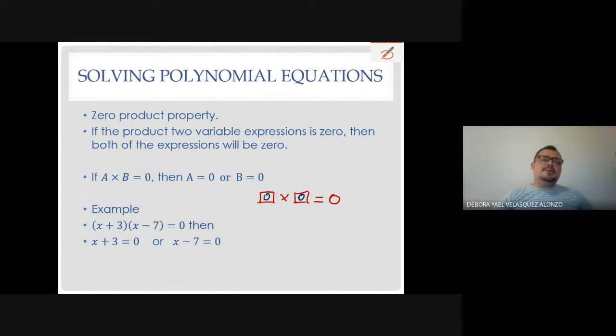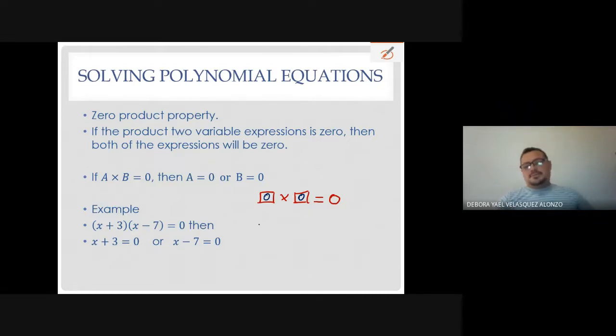Essentially, that's what the zero product property tells us. So maybe this number is 5, but the other one must be 0. Or maybe this number is 20 and the other one must be 0. We don't know. Because we don't know which number is which, we can make a supposition. And this supposition is acceptable by the zero product property. I mean, when the product of two things is equal to 0, we can suppose that.